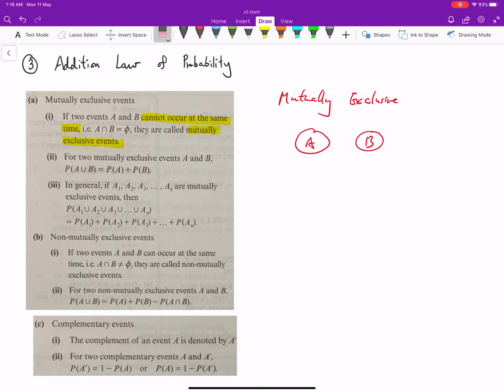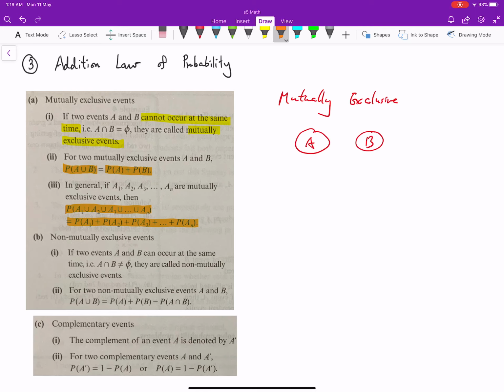So in this situation, P(A union B) must be P(A) plus P(B) because there is no intersection. You can imagine it by using area as well. For more than two events, if they are still mutually exclusive, then you just separate them: P(A1 union A2 union A3 up to An) equals P(A1) plus P(A2) up to P(An).